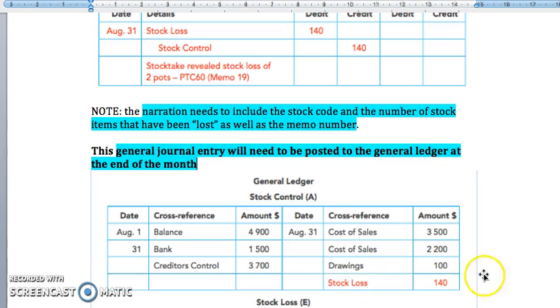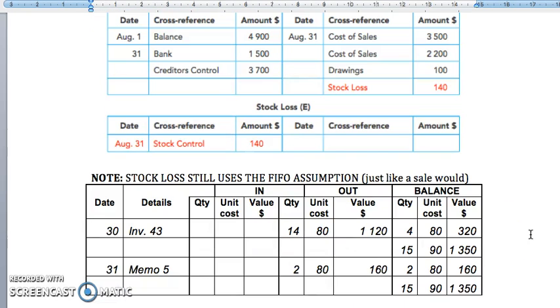Therefore, we put this in our cross-reference. Stock loss is a debit because it's an expense and it's increasing. If it's $140 on the debit side, we have our stock control as our cross-reference because it is the credit entry as a result of this debit entry.